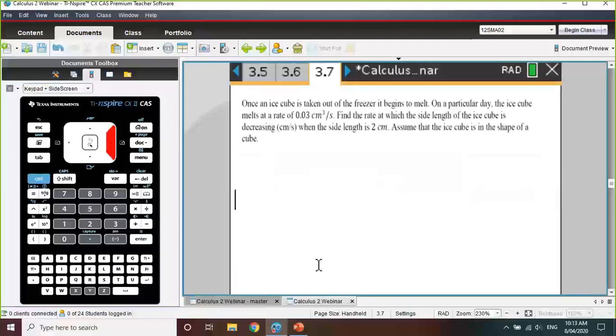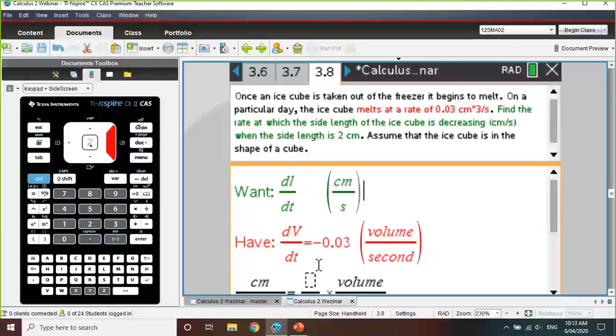All right, another question. Here we've got an ice cube that's being pulled out of a freezer. And we're told that it's melting at a rate of 0.03 cubic centimeters per second. We want to try and find out the rate at which the side length of the ice cube is decreasing when the side length is 2. For the purpose of this question, we can assume that the ice cube is just a nice simple cube. Once again, we want to try and unpack this question.